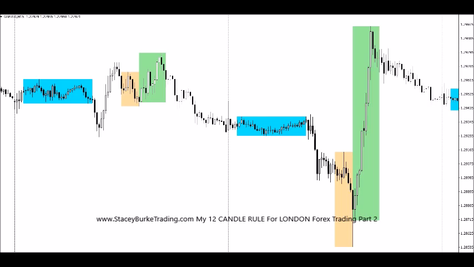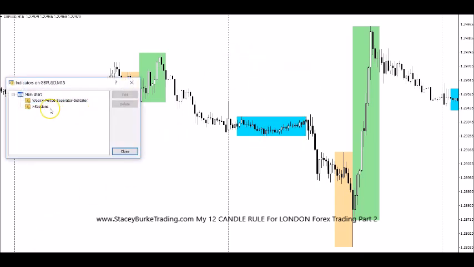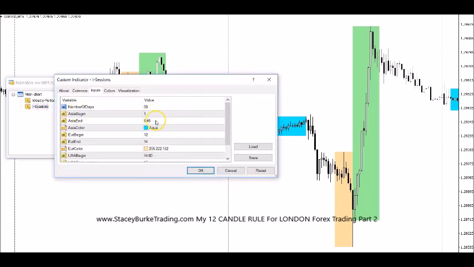Today continuing our discussion on the 12 candle rule that I use for myself, and I'm just going to demonstrate how I use the iSessions indicator, which I'll include the link for below, and how I set that up. I'm just going to show my time frames. I just double click on the iSessions indicator.